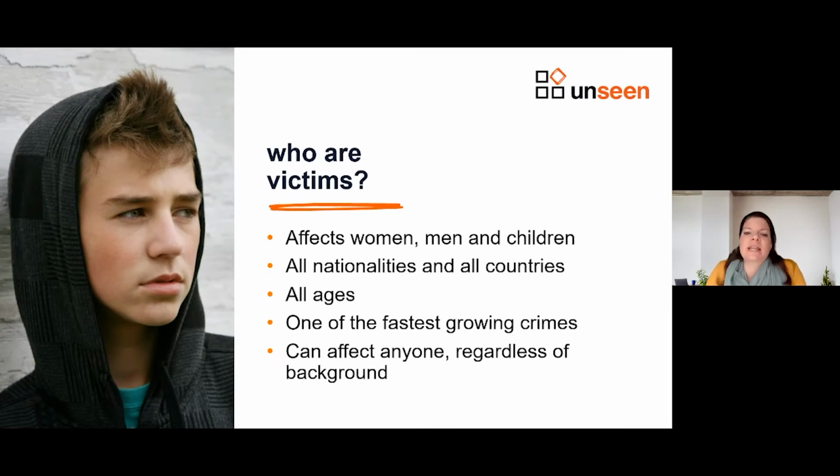And now I want to think a little bit about, well, who are the victims then? Here again, I think there's quite a few myths around modern slavery and exploitation. I think people tend to think, this is a problem that happens in other countries, not in the UK, or this is a problem that only happens to gullible people, and I wouldn't fall prey to that. And that's just not the case. So first of all, it can happen to anyone, regardless of their background.